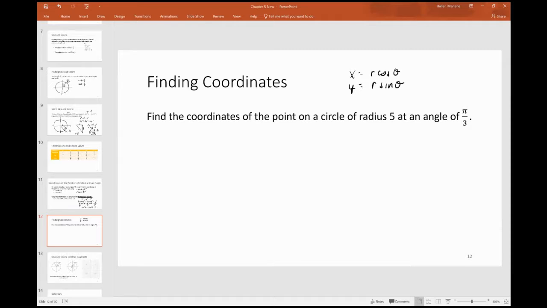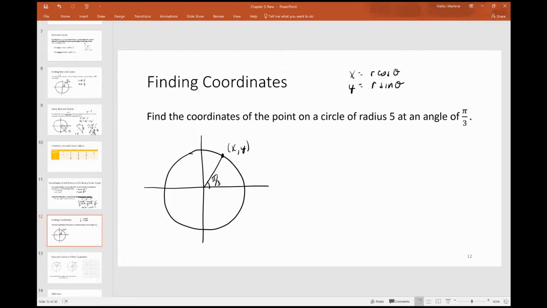All right, so if we have a circle with a radius of 5, we can use these definitions to find the coordinates of the point on that circle on the terminal side of the angle that's pi over 3. Well, let's draw it. Here's our circle sitting on the Cartesian plane, right on the origin. Pi over 3 is maybe about right there. Okay, there's our angle. We want to find the coordinates of this point, the x and the y coordinates.